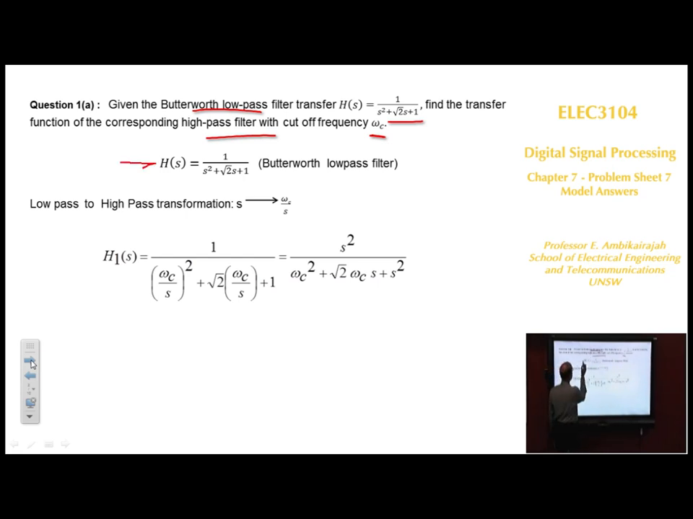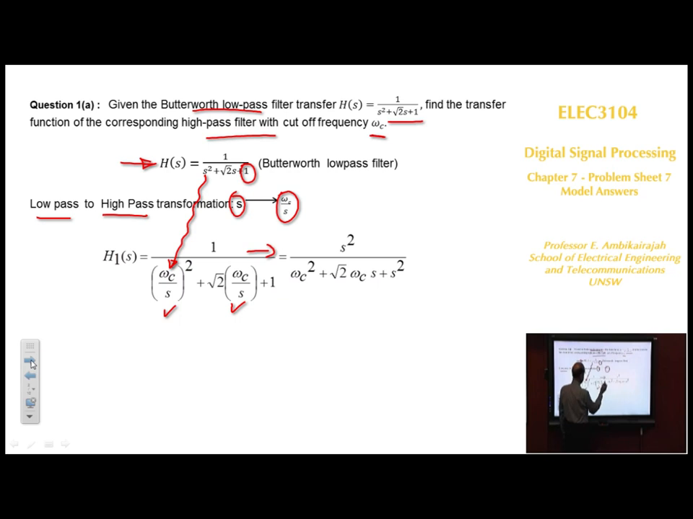So you write down the normalized Butterworth filter, because normalized means the cutoff is one here, and then you do a low pass to high pass transformation. That is, wherever there is S, you replace it by the cutoff frequency divided by S. So here, for S, we are going to substitute omega c over S, and then you simplify this.